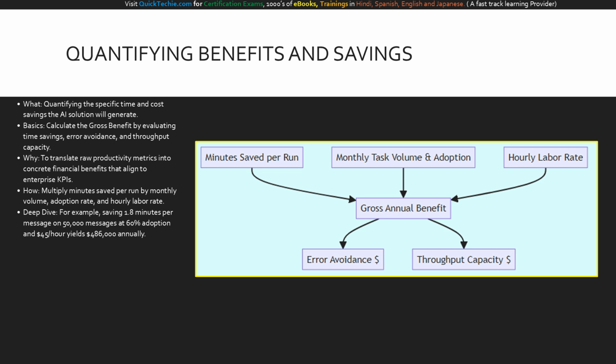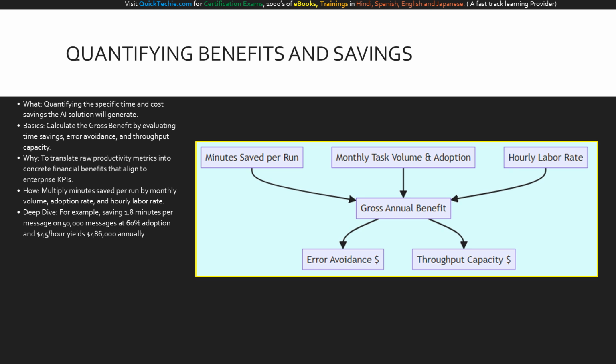At the top, we have 3 independent input nodes feeding into our central calculation. We have the minutes saved per run, the monthly task volume and adoption rate, and the hourly labor rate. These are the three critical multipliers. When combined, they flow directly into the gross annual benefit node.